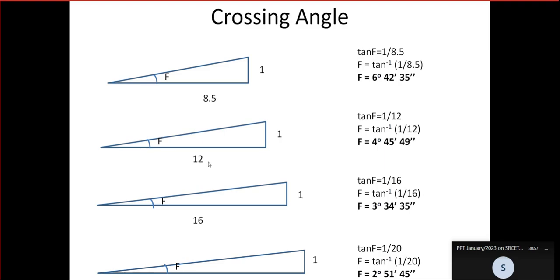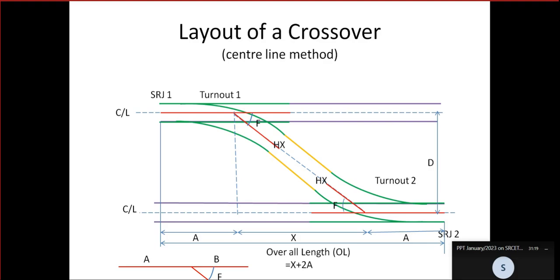Similarly, for 1 in 12, tan F equal to 1 by 12. So F is equal to tan inverse of 1 by 12. This is the value. So similarly, this is the crossing angle. That means it depends on the amount of deviation that takes place. So 1 in 8.5 means more deviation will take place. 1 in 12 slightly lesser. 1 in 16 further. 1 in 20 flatter, like that. Okay, this is crossing angle.